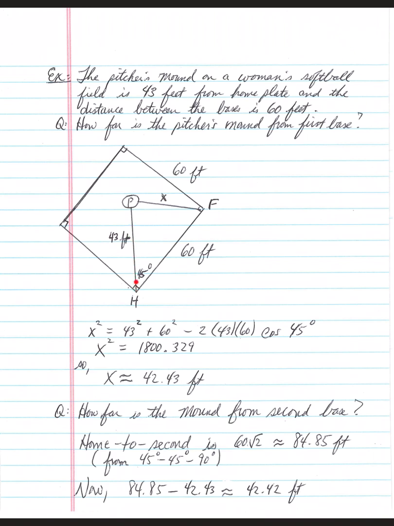In part A, we determined that the pitcher's mound is 42.43 feet from home plate. Subtract those, and they're basically identical. So even though the problem tells us it's not halfway on a softball field, it's pretty darn close to halfway.